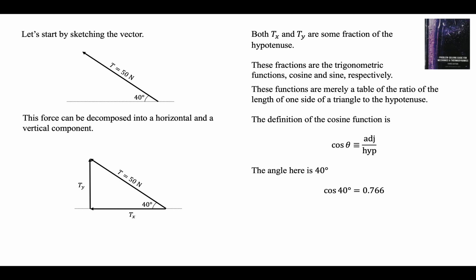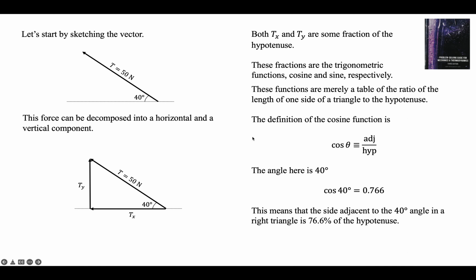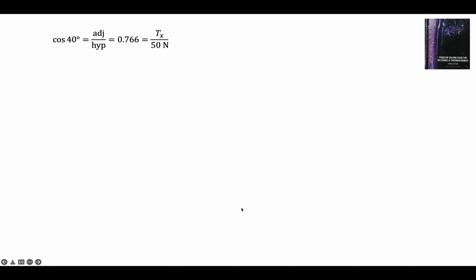This means that the adjacent side, the side adjacent to the 40-degree angle, is 76.6% of the hypotenuse. This side, T sub x, is 76.6% of 50 newtons. We can solve this for T sub x. T sub x is the adjacent side, the hypotenuse is 50, and we get 38.3 newtons, which looks about right.